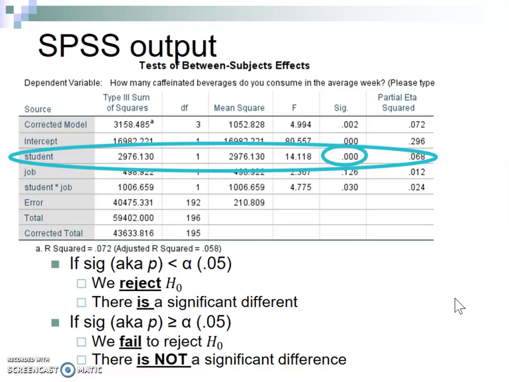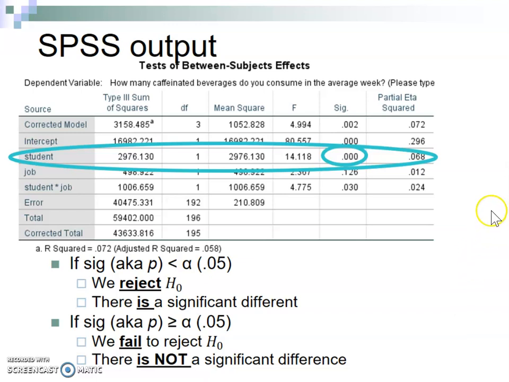So anytime your p, or that SIG column, anytime that value is less than your alpha level, so if that's ever less than 0.05, the decision you make is to reject the null hypothesis, which means that there is a significant difference. If instead you had a p-value or that SIG column was bigger than your alpha level or bigger than 0.05, then your decision would be to fail to reject the null hypothesis, which means that there is not a significant difference.